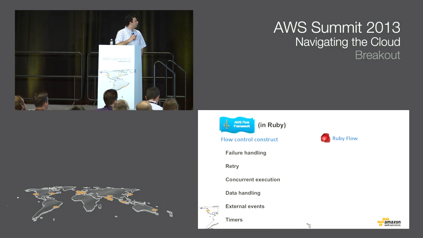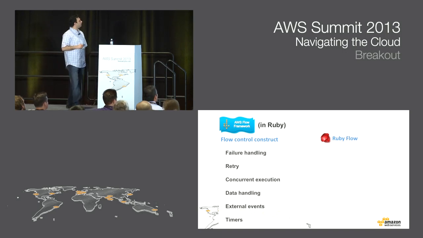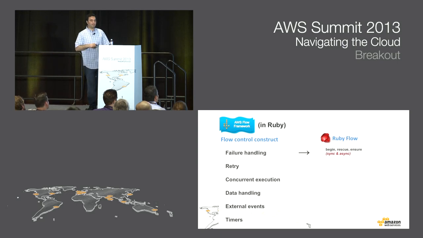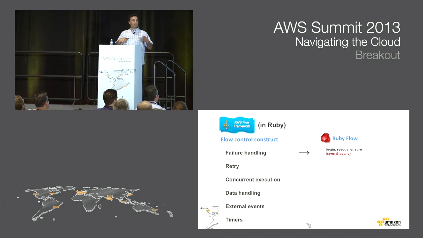So just to go over some of the constructs that we provide in Simple Workflow. For failure handling, you use the standard begin, rescue, ensure blocks. We have extended this construct to work for both synchronous local invocations and also for remote activities that may be running on different machines. If an exception happens in an activity on a remote component, we augment the exception stack with stack information from that remote component so that it's very easy for you to debug and see what went wrong.